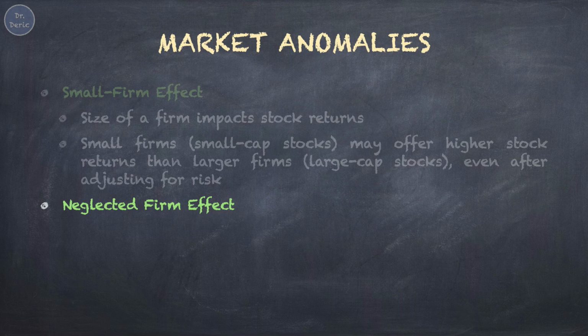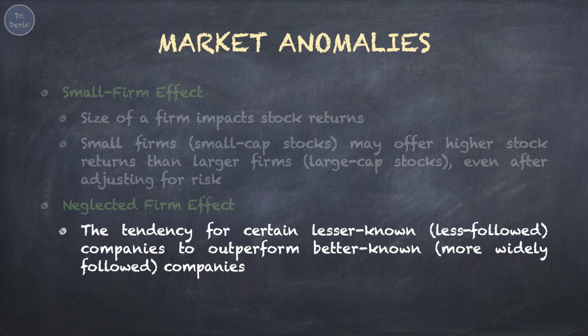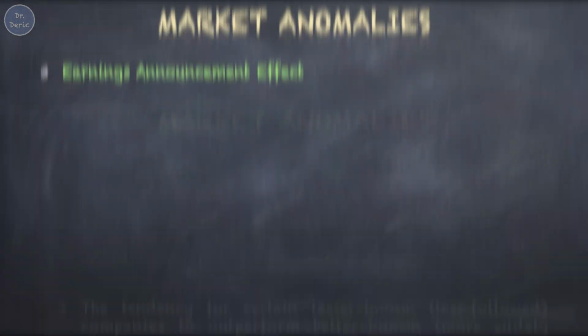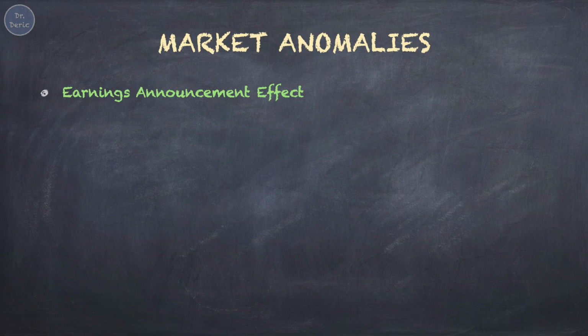Third, neglected firm effect, which is another anomaly that is similar to small firm effect. Neglected firm effect is an anomaly observed in financial markets where lesser-known companies tend to outperform better-known companies. This phenomenon contradicts the conventional wisdom that popular stocks should offer better returns. The neglected firm effect suggests that investors may overlook or undervalue lesser-known firms, creating opportunities for those who can identify and invest in them.